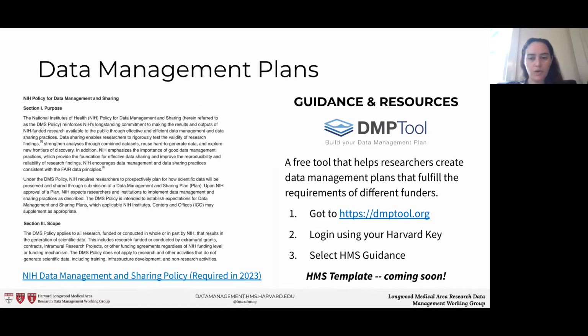In addition to that, some of us are also working with a university-wide group to provide more university-wide resources via a template that would be across all of Harvard. So some great work in this space by my colleagues.